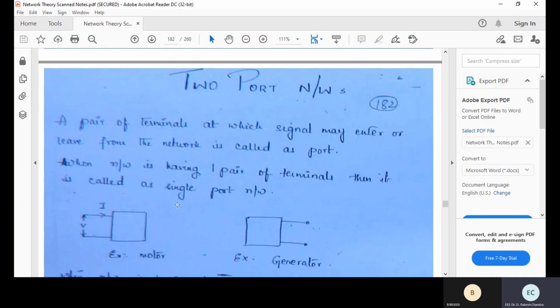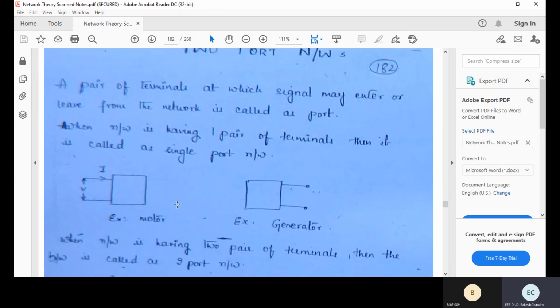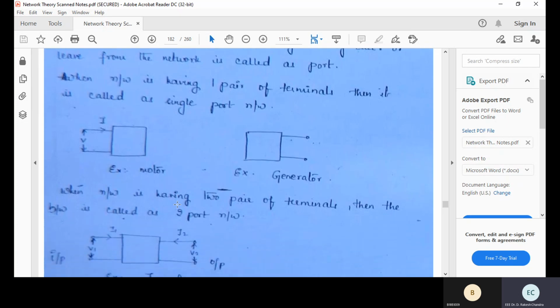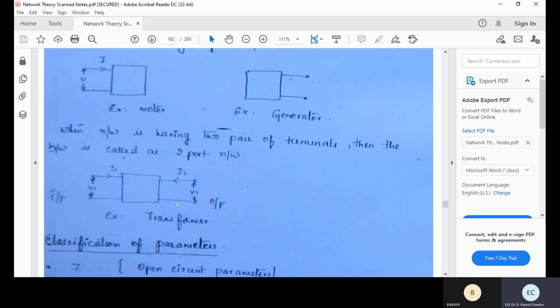What is a two-port network? A pair of terminals at which a signal may enter or leave the network is called a two-port network. When a network has one pair of terminals, it is called a single-port network. Single-port network means only one port. Two-port means two ports will be there.